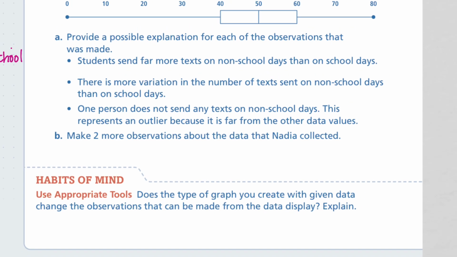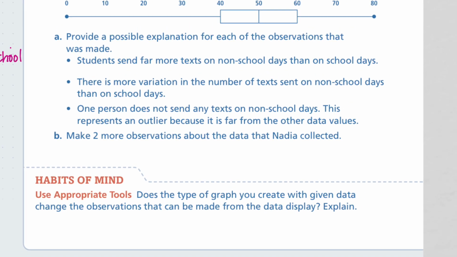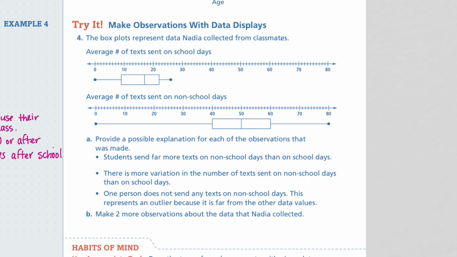Let's look at observation number 2. There is more variation in the number of texts sent on non-school days than on school days. So we can look at that variation. Remember that our measures of variation are going to be the range. So we can see that the range is smaller during school days than on non-school days. On non-school days, our variation is 80, while on school days, the variation is 27.